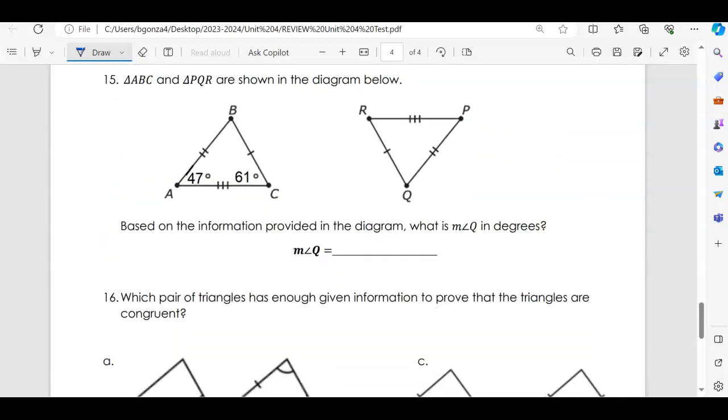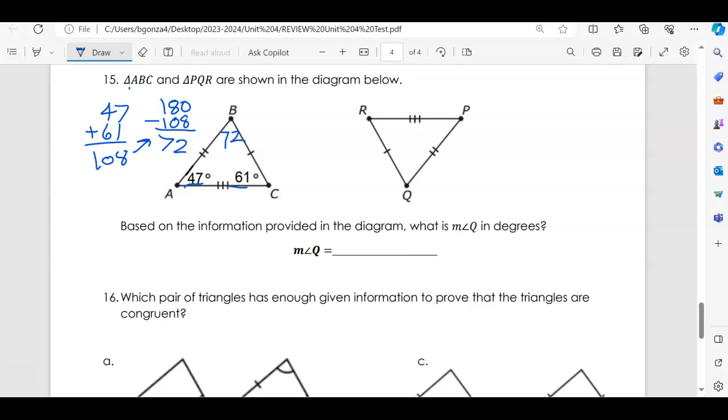All right, 15. First of all, if I see two angles, I know to add them up, and then subtract that from 180. 180 minus 108, so we get 72 here. Cool. Let's match it up on the other side.